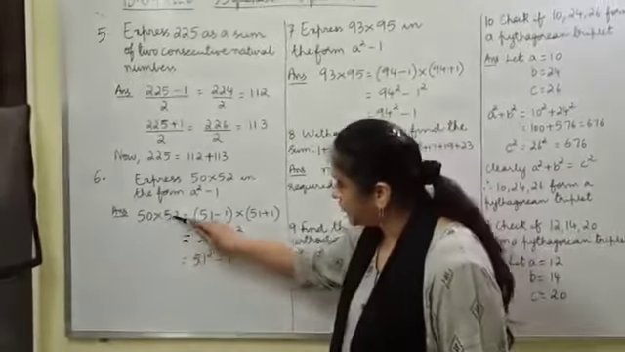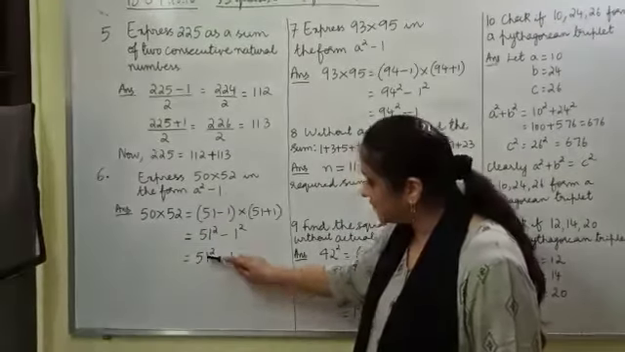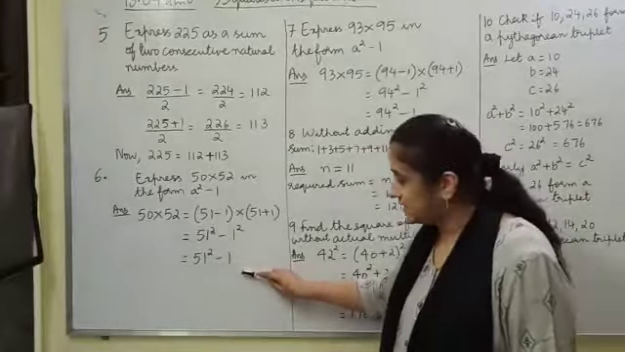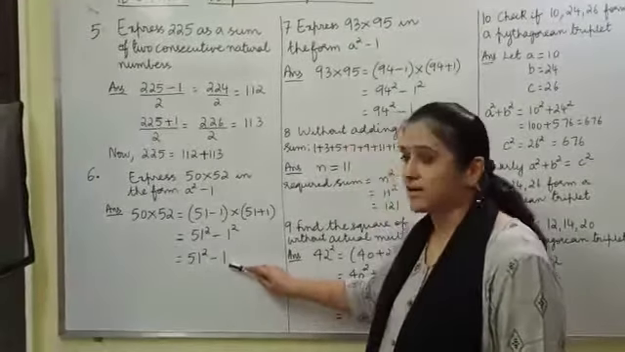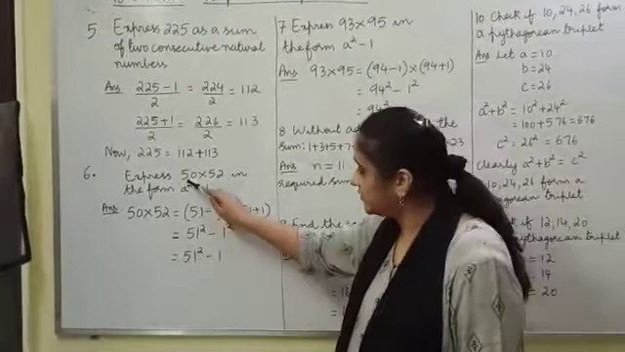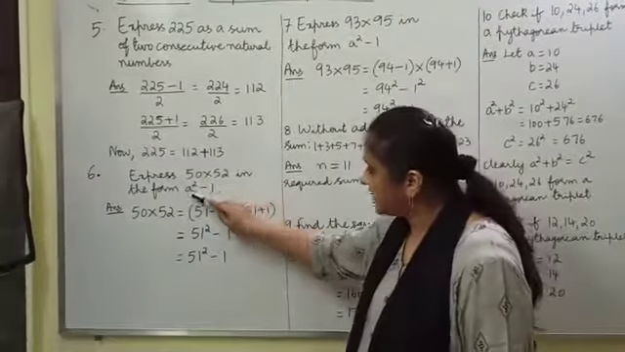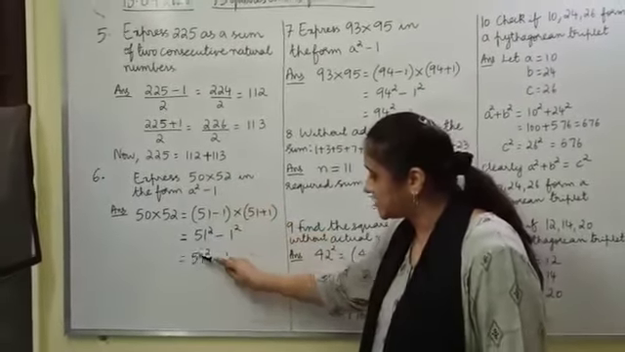So 50 into 52 can be written as 51 square minus 1, which is clearly in the form a square minus 1. That's what we had to do. We had to write 50 into 52 in the form a square minus 1. And here it is, a square minus 1.